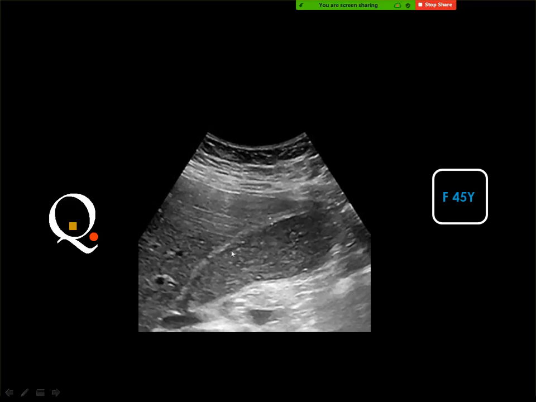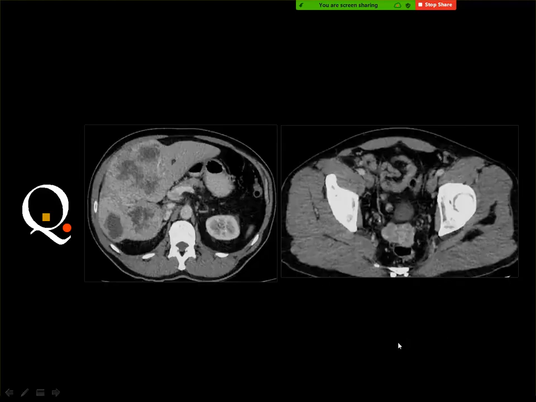Yes, this is gallbladder, which is distended. What is inside the gallbladder? Mud. Yes, mud or sludge. And this is not pus, of course. And you know that pus is echogenic, but of uniform echogenicity. And this is sludge or mud.